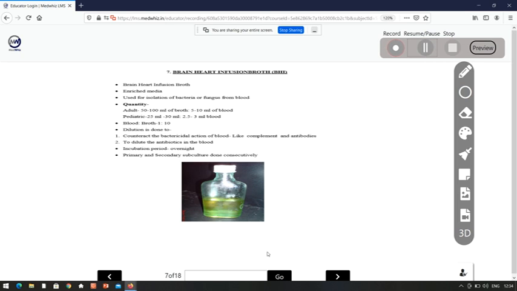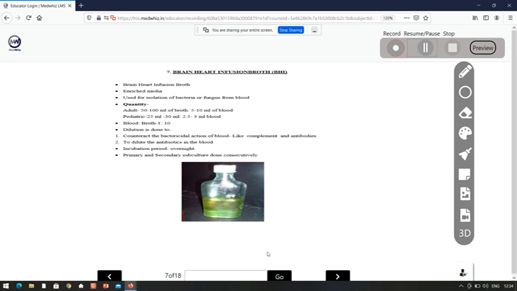In case of the pediatric group of patients, you need to have 25 to 30 ml of this BHI broth. If you're suspecting any bacteremia, you should collect 2.5 to 3 ml of blood from these pediatric patients and inoculate it into this brain heart infusion broth. Keep it in the incubator. After incubation, you should subculture into solid media like blood agar, chocolate agar, MacConkey agar to demonstrate these pathogens. So always you need to have blood and broth in a 1 to 10 ratio.